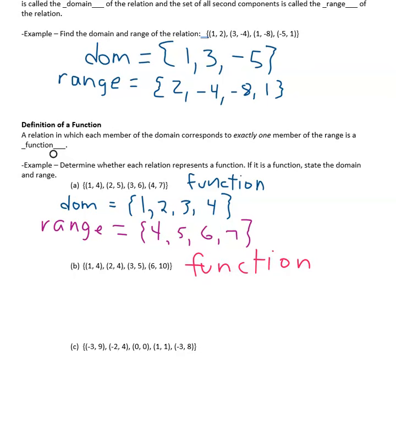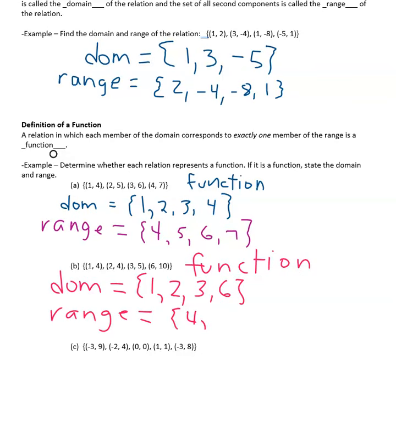Its domain would be all of the X values, or the first values. So 1, 2, 3, and 6. And then its range would be all of the Y values, or the second values. So 4, no need to write 4 a second time, 5, and 10.